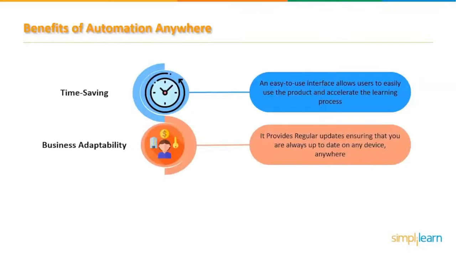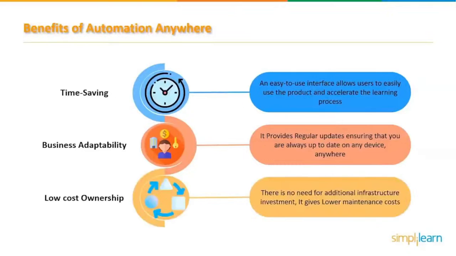Business adaptability. Automation Anywhere provides regular updates, ensuring that you are always up to date on any device anywhere. It provides continuity of operations with high availability and disaster recovery. Low cost of ownership. There is no need for additional infrastructure investment. It gives low cost maintenance. A unified platform for front office, back office, and employee applications is provided.